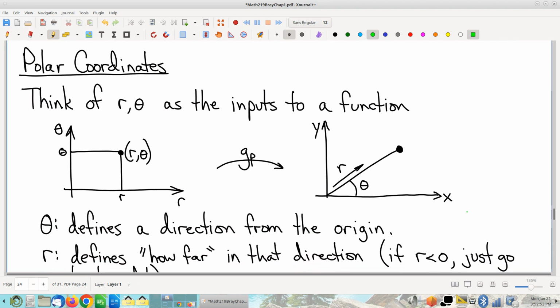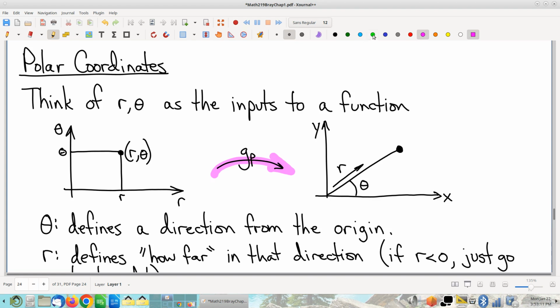Okay, new coordinate system. We're going to talk about polar coordinates. I think a lot of y'all have probably seen this before. I'm going to present this a little bit differently, importantly differently than how you might have seen it before. I like to think of polar coordinates as relating to a function.